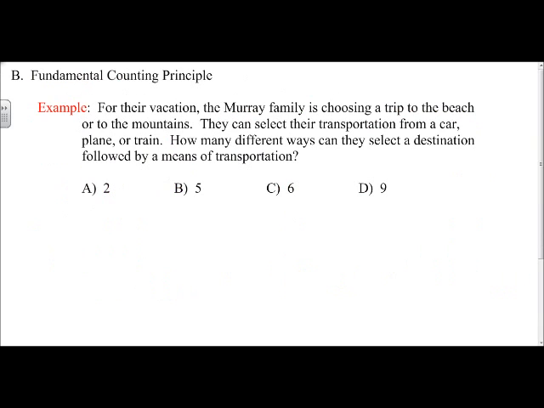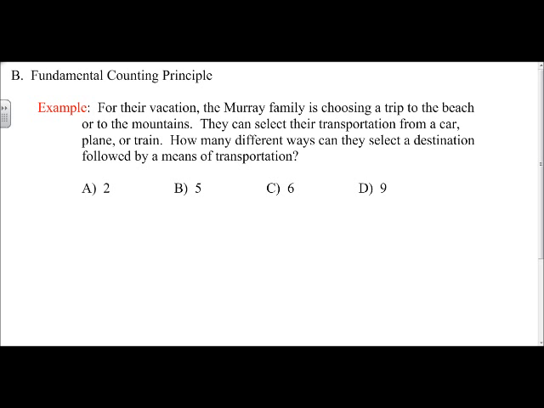Let's look at another similar example using independent events. It says for their vacation, the Murray family is choosing a trip to either the beach or to the mountains. So those are the 2 possible destinations. They can select their transportation from a car, plane, or train. How many different ways can they select a destination followed by a means of transportation?